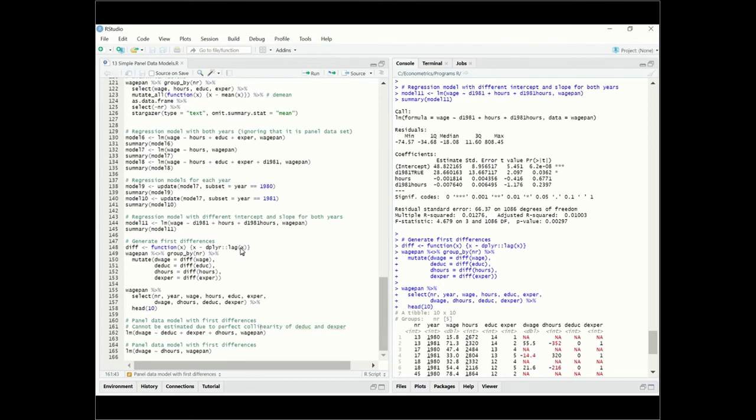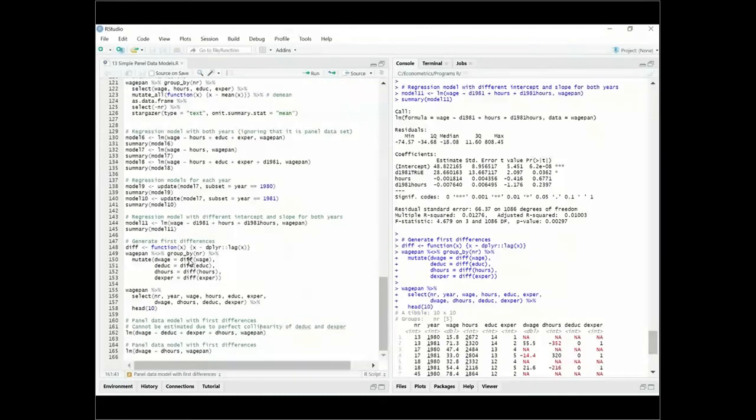And so here, for each of these, let's take the data frame wagepan, group it by the number, by the individual ID. So this is the ID for the person. And then we are going to calculate D wage, which would be the difference in wage.